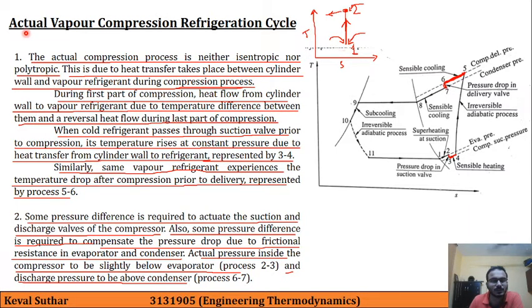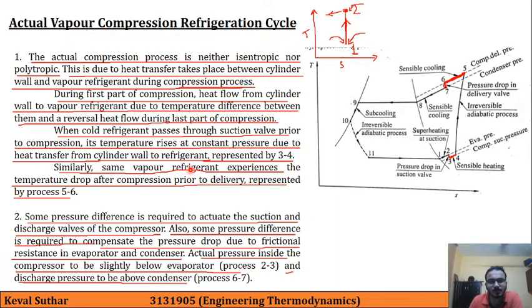So we studied about the actual vapor compression refrigeration cycle. This is different from our ideal cycle, considering all the losses. Here the actual compression process is neither isentropic nor polytropic, so there will be some heat transfer taking place between the cylinder wall and the vapor refrigerant during the compression process.